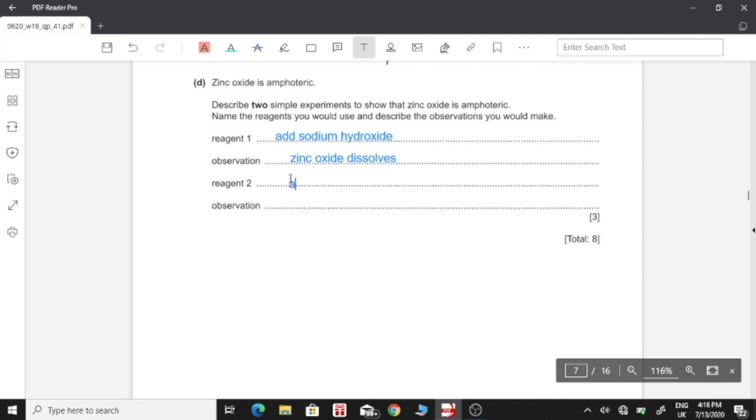And the other reagent can be hydrochloric acid. And it dissolves here as well. Okay, we're done with this question.